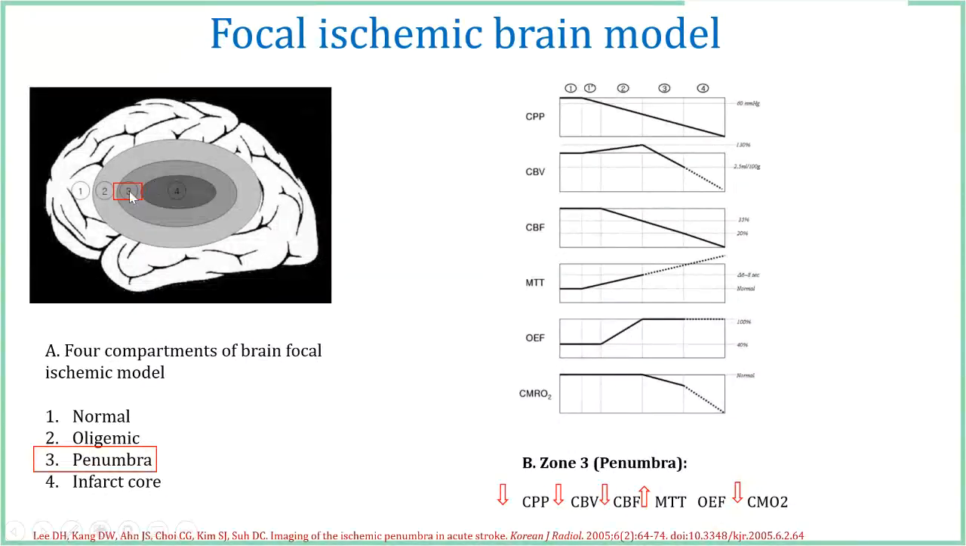This penumbra is further defined with various parameters like cerebral perfusion pressure, cerebral blood flow, cerebral blood volume, mean transit time, oxygen extraction fraction, and cerebral metabolic rate of oxygen. Let's see, based upon these parameters, how the penumbra can be hypothesized. After focal cerebral occlusion, there will be a decline in the cerebral blood flow, as we can see over here.